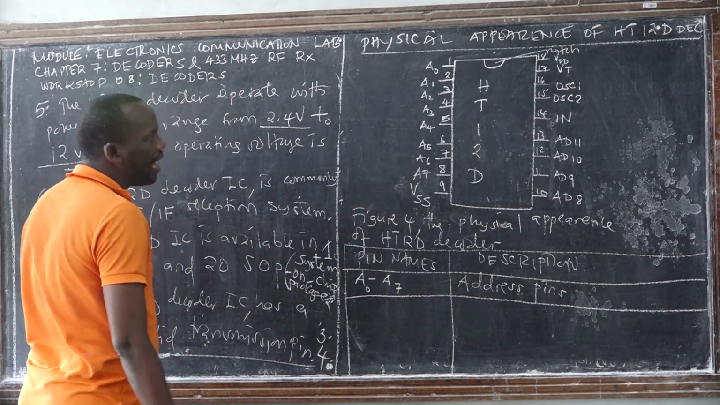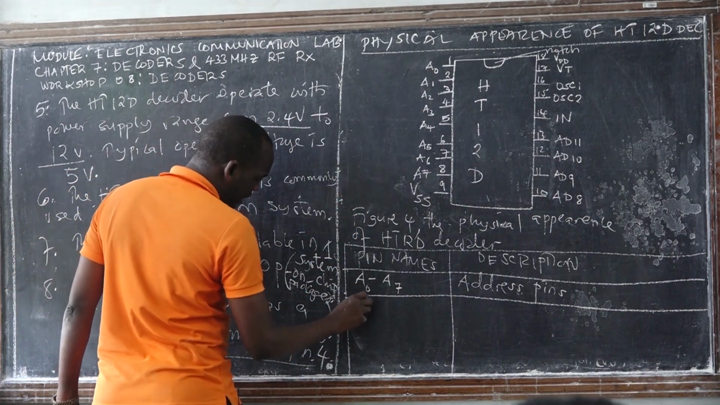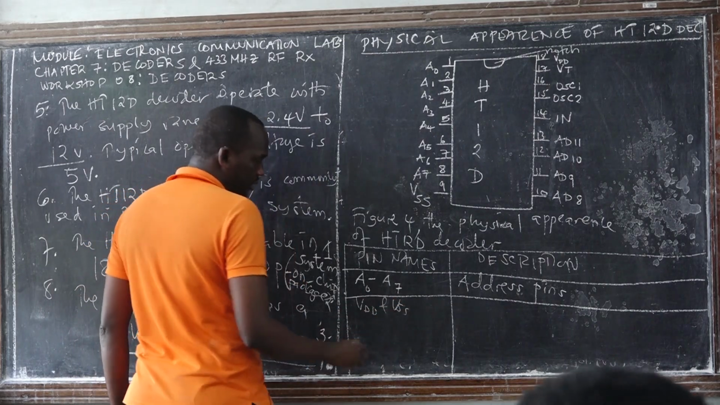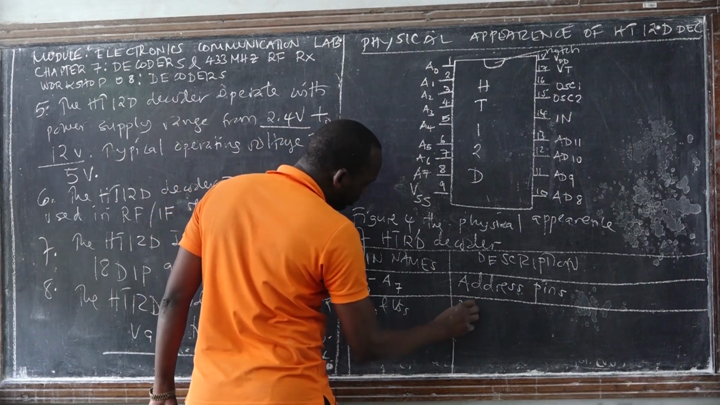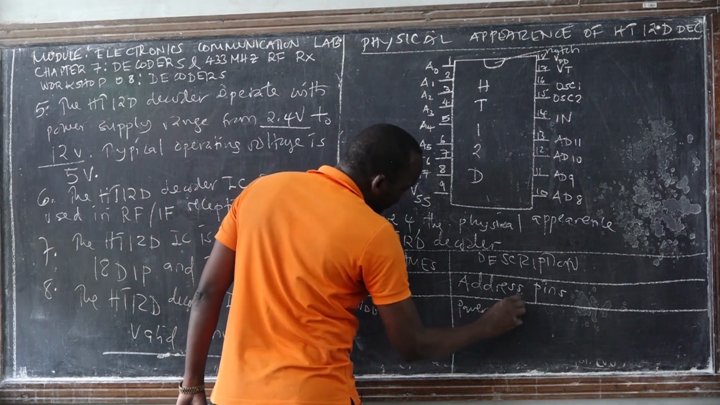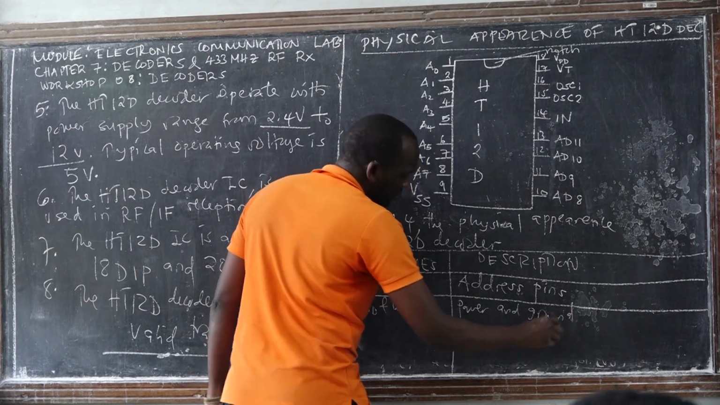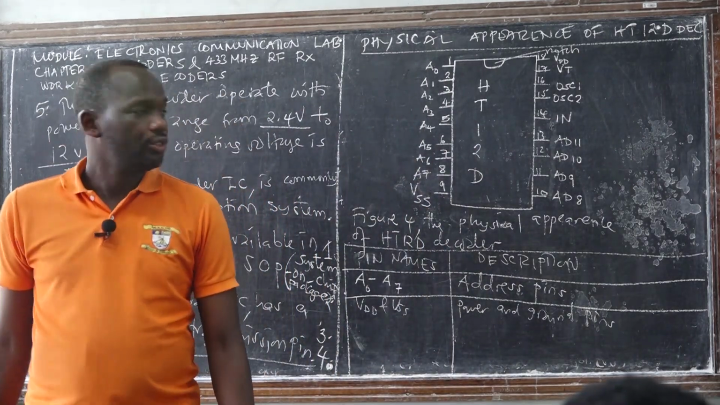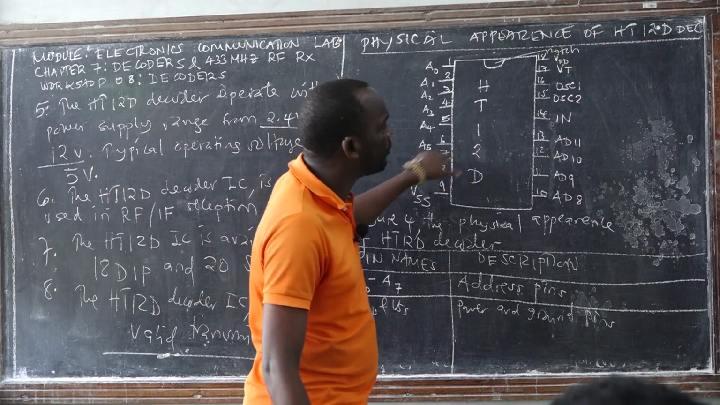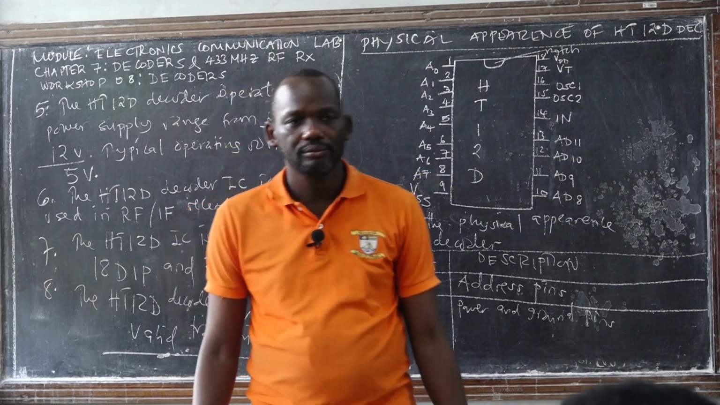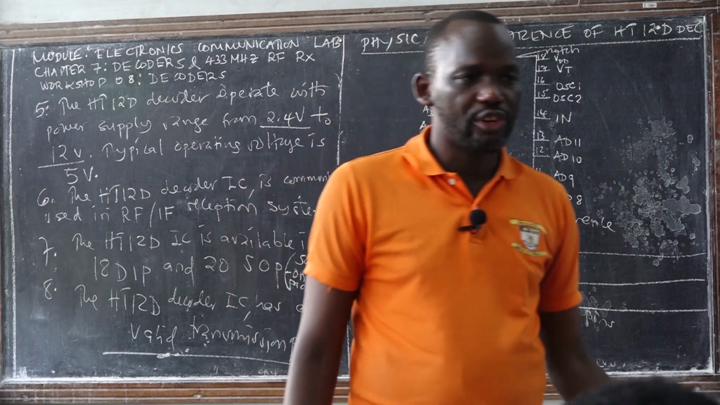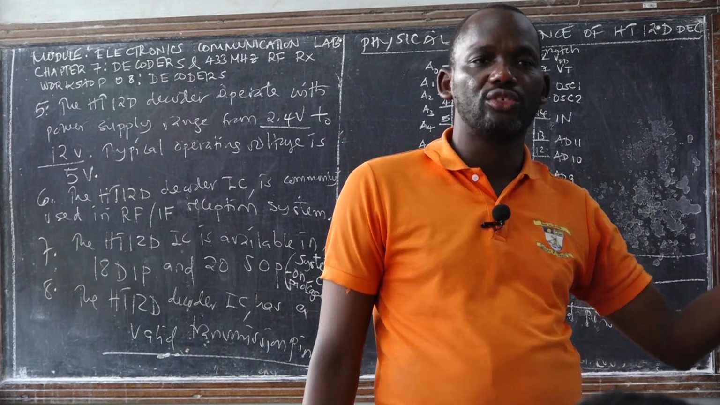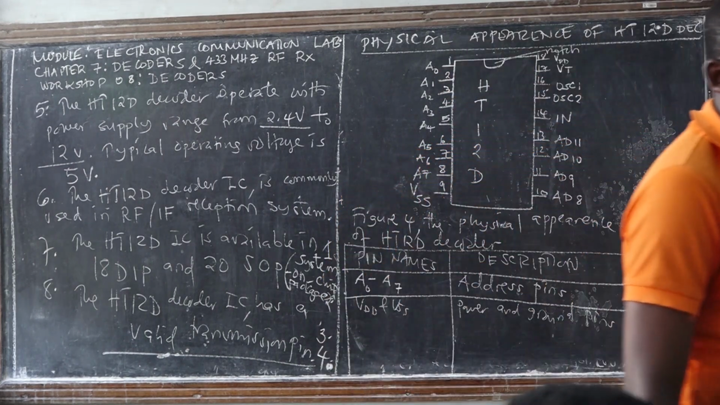Then we have the VDD and VSS pins. These we call the power and ground pins. Say power and ground pins. VDD is the short abbreviation of what? Voltage across drain.